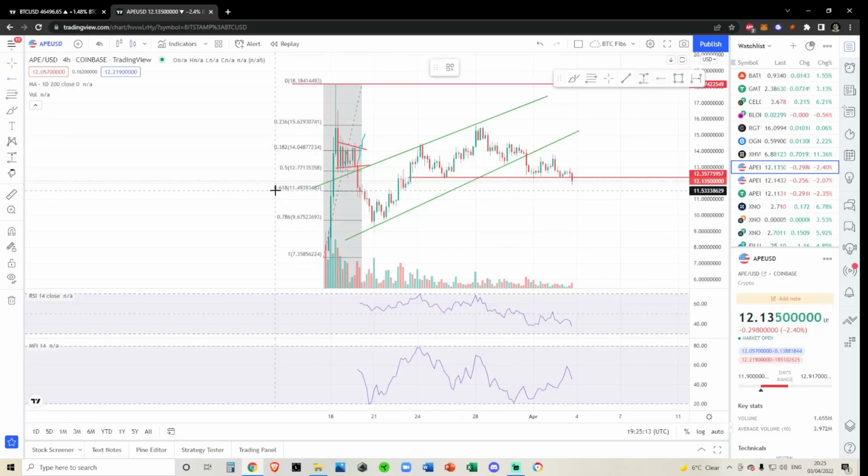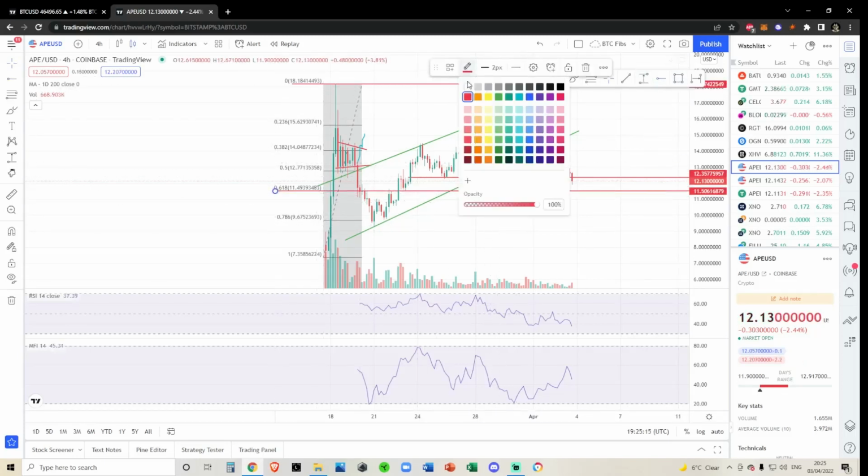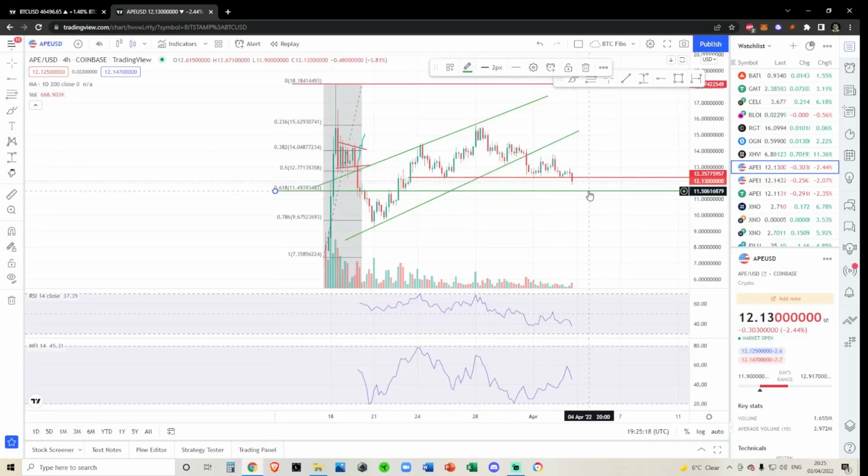Technically speaking, we are still macro bullish. Like, your 618 Fibonacci is here. This is your number one region to keep an eye on. If we do come down to 1150 and have a strong bounce, then the market structure is still intact.